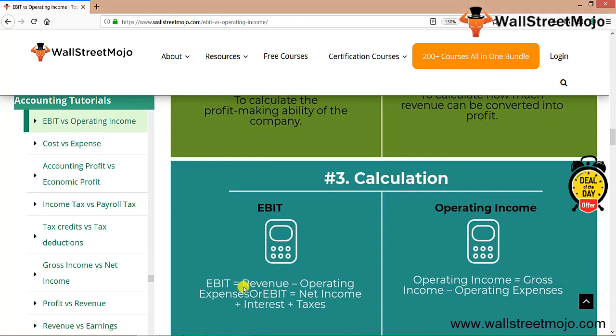The calculation: EBIT is revenue minus operating expenses, or EBIT is equal to net income, plus you need to add back interest and taxes, because interest is from the debt holders' point of view. They want their money back, so they want to consider whether you will be able to pay or not. And taxes is from the point of view of the government. Even the government needs to be covered. Operating income is your gross income less the operating expenses.